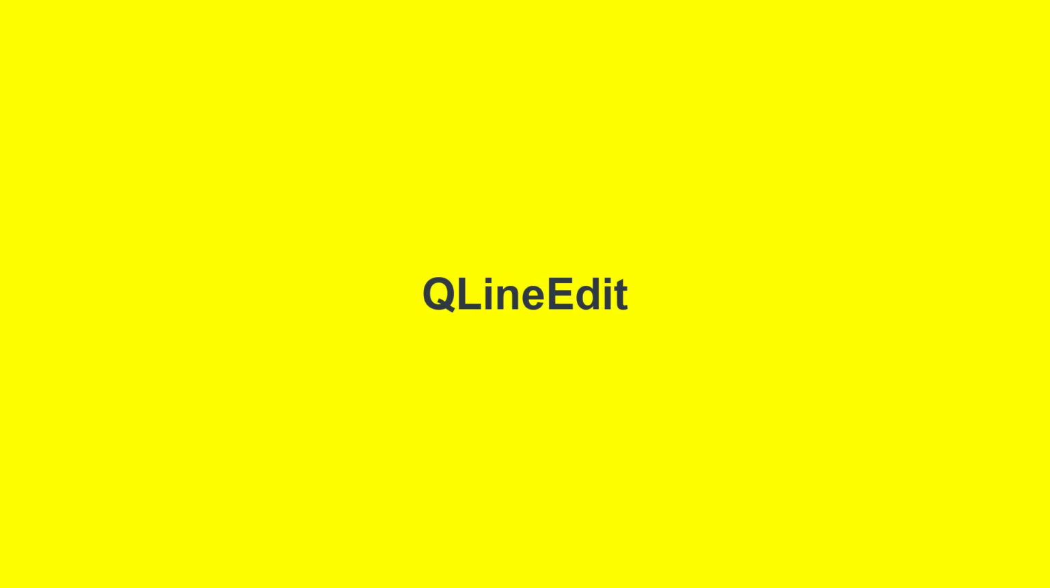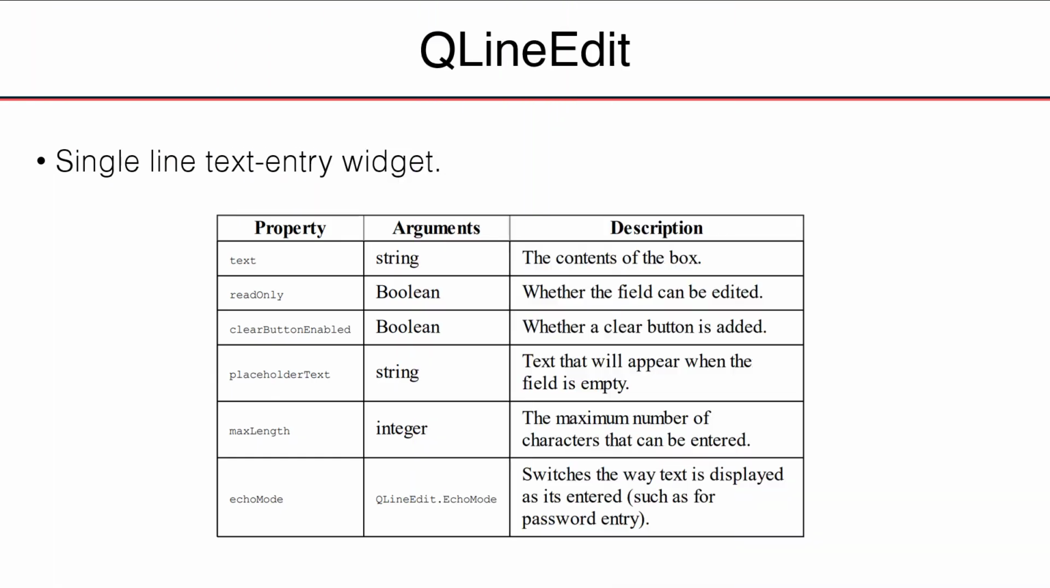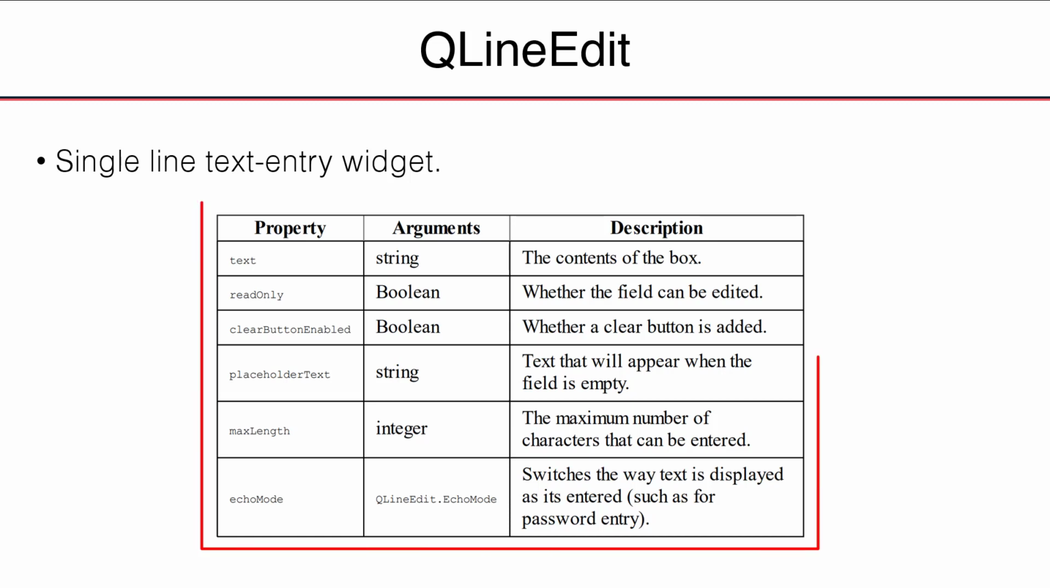Welcome back. The next commonly used widget is QLineEdit. The QLineEdit class is a single line text entry widget that you might commonly use in data entry or a login form. QLineEdit can also be called with no arguments, with only a parent widget, or by default a string value as the first argument. And here are a number of properties that we can pass into the QLineEdit.